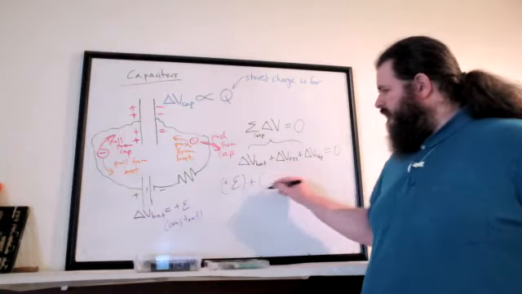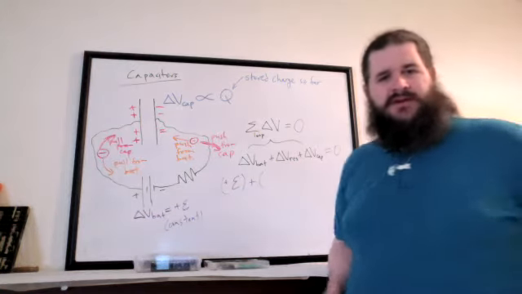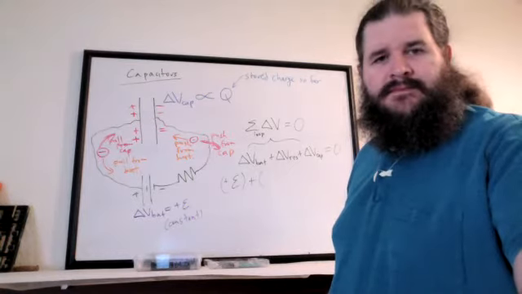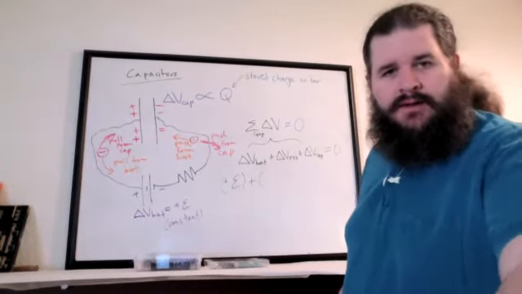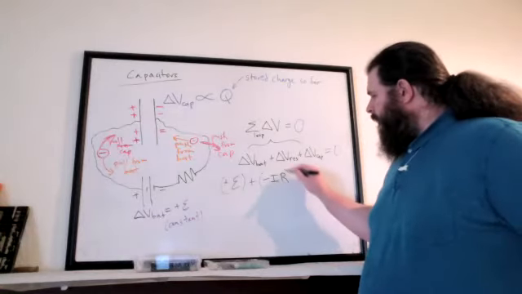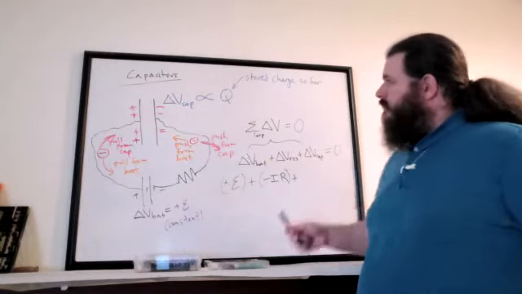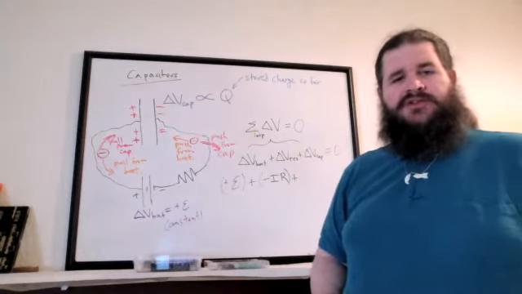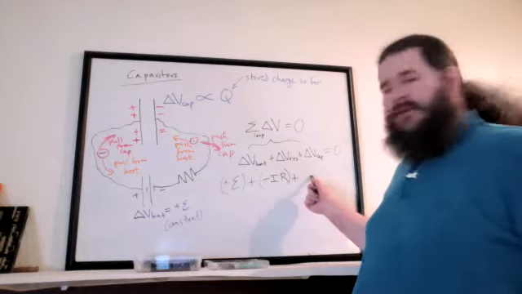And what about the resistor? What's our usual delta V for the resistor? Minus IR. Yeah. The negative IR from Ohm's law. And for the capacitor, we are going to need to use this fact that delta V of the capacitor is proportional to charge stored. So this is going to be something times charge.